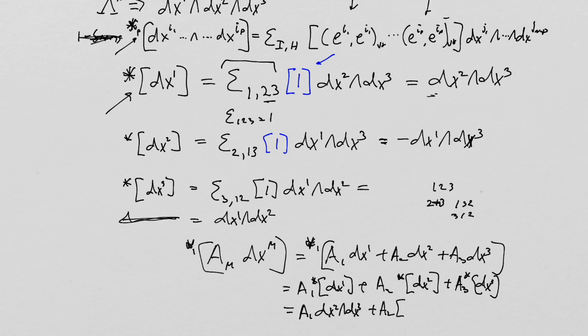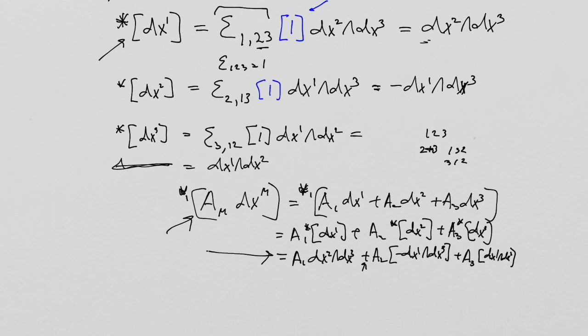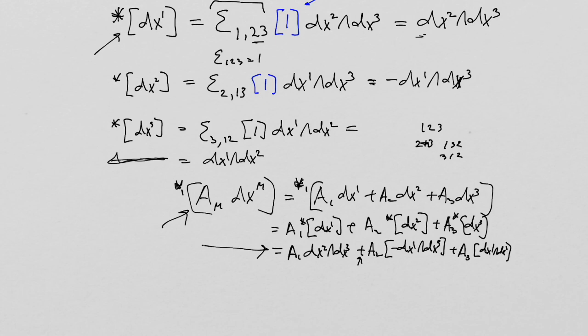a2 times minus dx1 wedge dx3 plus a3 dx1 wedge dx2. So the Hodge dual of a 1 form ends up being a 2 form, and it's exactly this 2 form. I could take that minus sign and change this to a minus sign if I want to. Well, I do want to, so I should, but regardless, that's how you do it, right? Once you know the Hodge dual of the basis vectors, you can find the Hodge dual of an arbitrary 1 form. So that's the 1 forms.